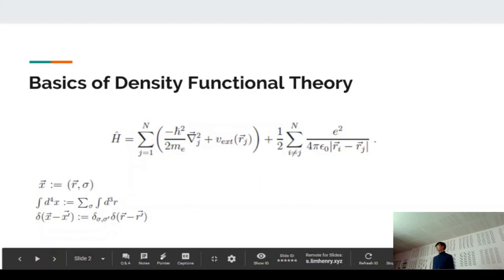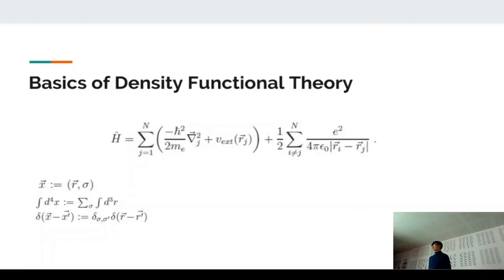Okay, so we have the vector x here, and we combine the spin of the particle and the three-dimension space R. And next we have the integral d4x, so we call it the integral on the 3 dimensions, and we sum over its spins. And finally, the delta function x minus x prime is the product of the spin delta and r minus r prime.